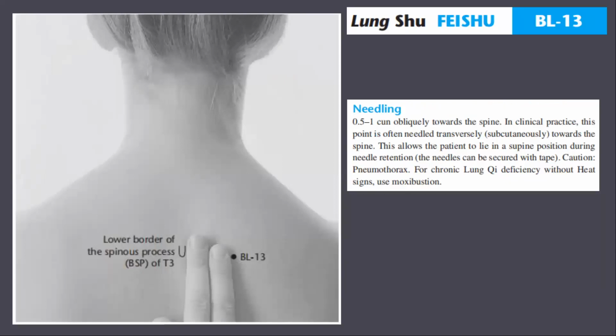For needling, 0.5 to 1 tune obliquely towards the spine. In clinical practice, this point is often needled transversely, subcutaneously towards the spine. This allows the patient to lie in a supine position during needling retention. The needles can be secured with tape. Caution, pneumothorax. For chronic lung qi deficiency without heat signs, we use moxibustion.